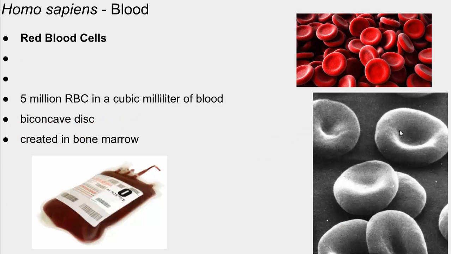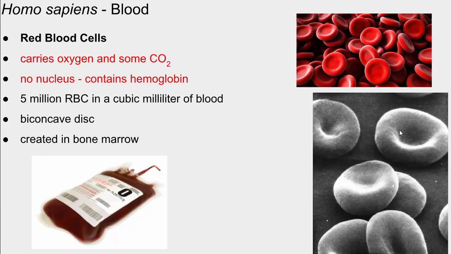The red blood cell portion of our blood carries oxygen, and some of the carbon dioxide is carried on the red blood cells. Red blood cells have hemoglobin, an iron-containing molecule which actually bonds to the oxygen to allow the red blood cells to transport it. So red blood cells are small. There's about 5 million in a single cubic milliliter of blood. So that's a lot of them.